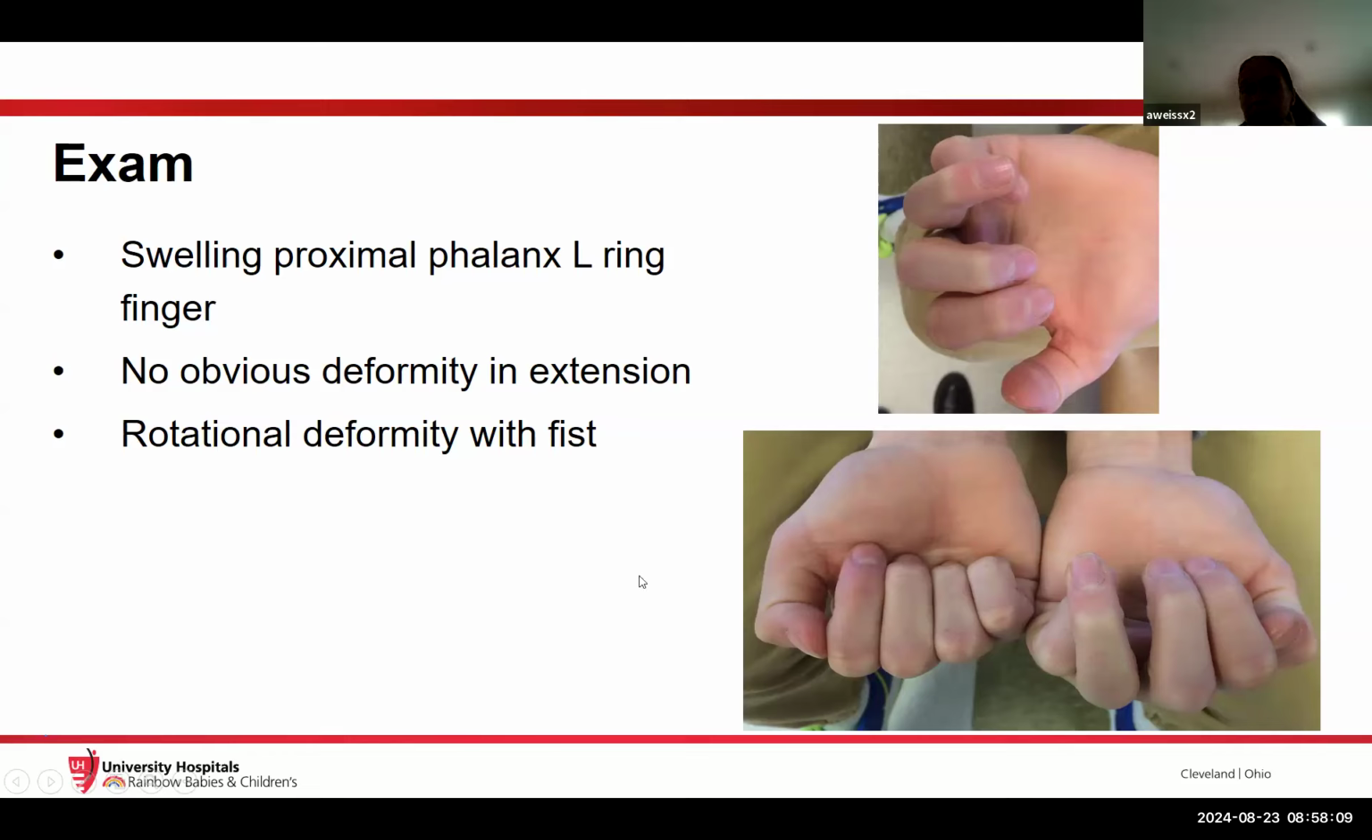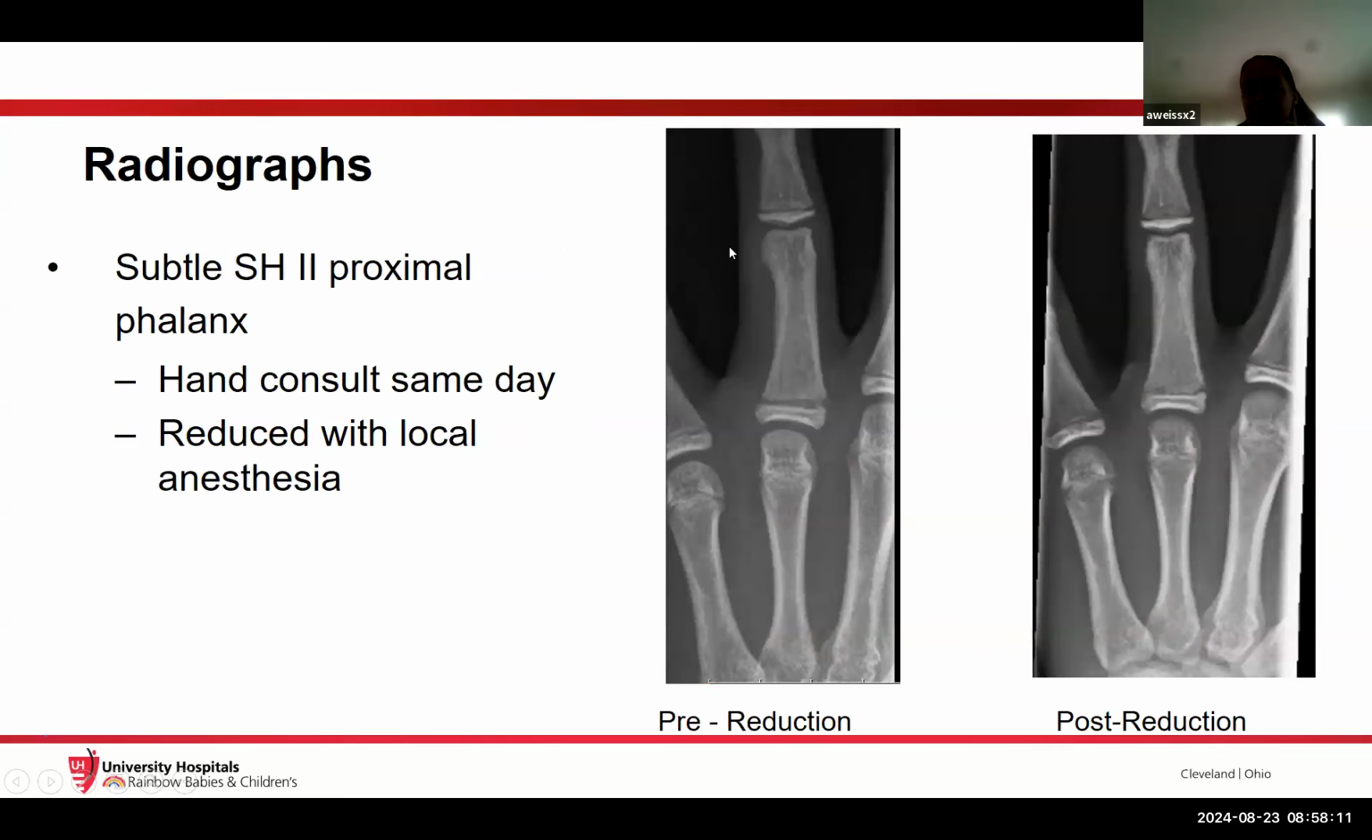You cannot tolerate this. And what was interesting about him, if you look at his x-rays, these are his pre-reduction x-rays. These are not super exciting looking, right? Like this physis is wide.